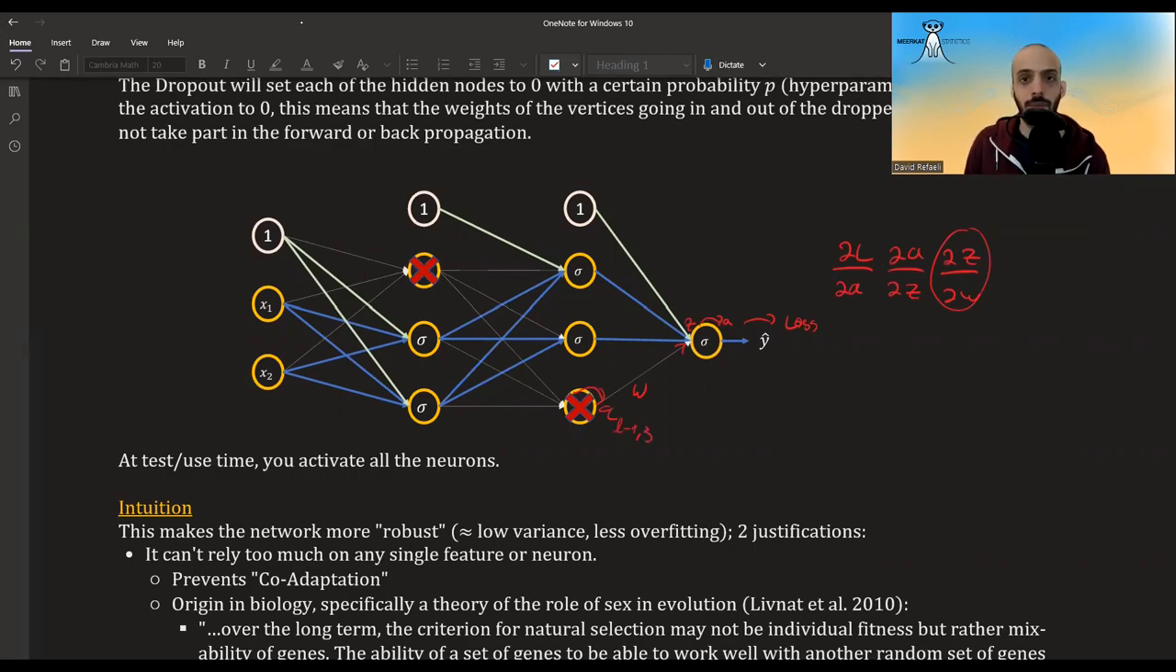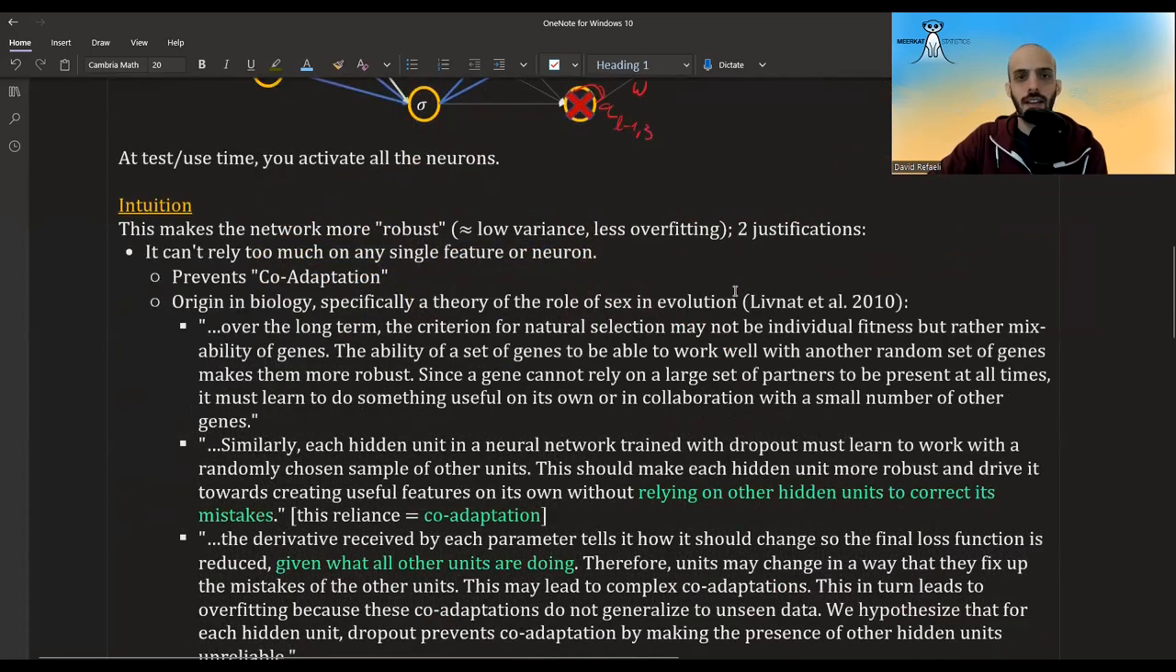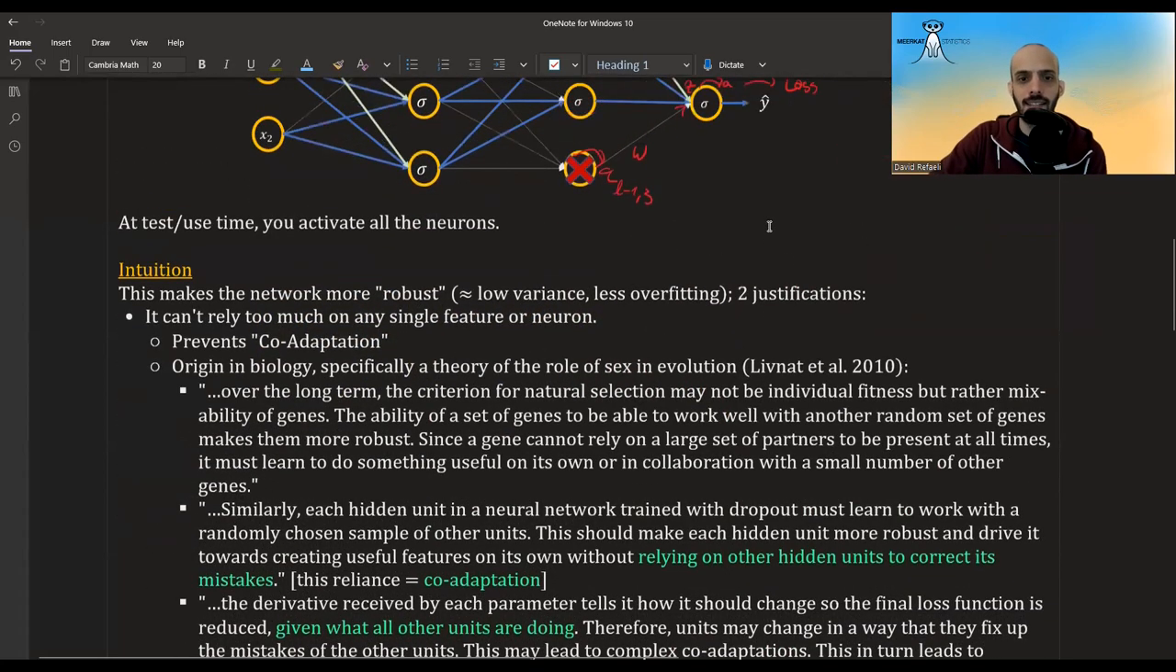And here, the output will be 0. So this whole thing will be 0, and there will be no learning happening for this node. The same will happen for this node. Once you zero out the neurons, there is no training happening on their connections. Now, at test time, you activate all the neurons and you have your final network and you just use it for predictions.